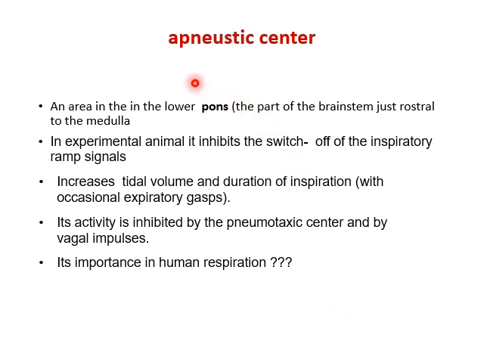The apneustic center is in the lower pons. In experimental animals, it inhibits the switch-off of the inspiratory signal ramp. In other words, it keeps the ramp signal, or the activity of the dorsal respiratory group, going. What it's going to do is increase the tidal volume and the duration of inspiration, with occasional expiratory gasps. Its activity, as I said, is inhibited by the pneumotaxic center and by vagal impulses. The importance of this in man is not very well documented, but it is documented in experimental animals.